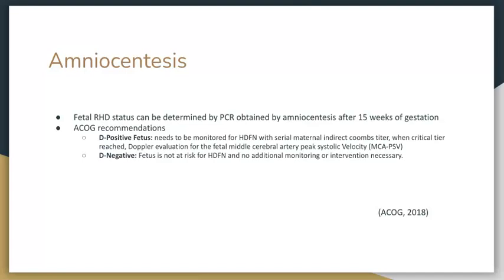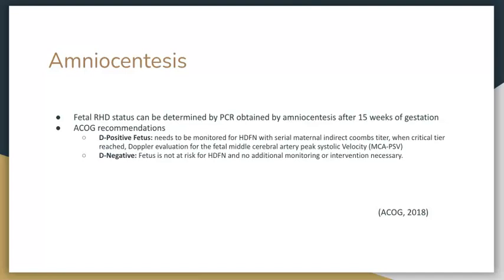Next is what we commonly use here in the US, an amniocentesis. So fetal RHD status can be determined by PCR on an amniocentesis after 15 weeks gestation. If a fetus is D positive, then they need to be monitored for hemolytic disease of the fetus with serial maternal lab titers, which generally is the indirect Coombs titer. And when a critical titer is reached, then you would want to complete Doppler evaluation of the fetus by middle cerebral artery peak systolic velocity. Abbreviation would be MCA-PSV.